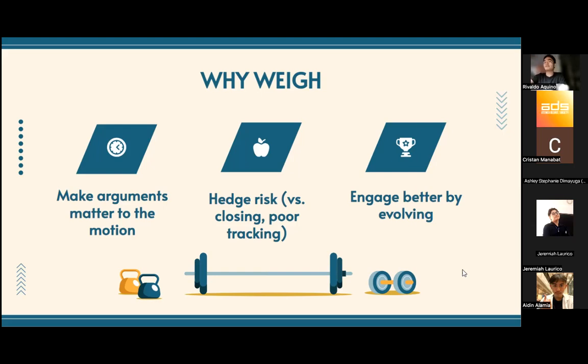Last reason why you weigh is because it's a pathway to engaging better with other teams and also just improving your debate knowledge a lot better, right? Because for one, in terms of engagement, if teams always just respond to each other or try to disprove each other's arguments, the debate will become samey, right? There's only so many structural reasons you can use to prove an argument or disprove an argument.